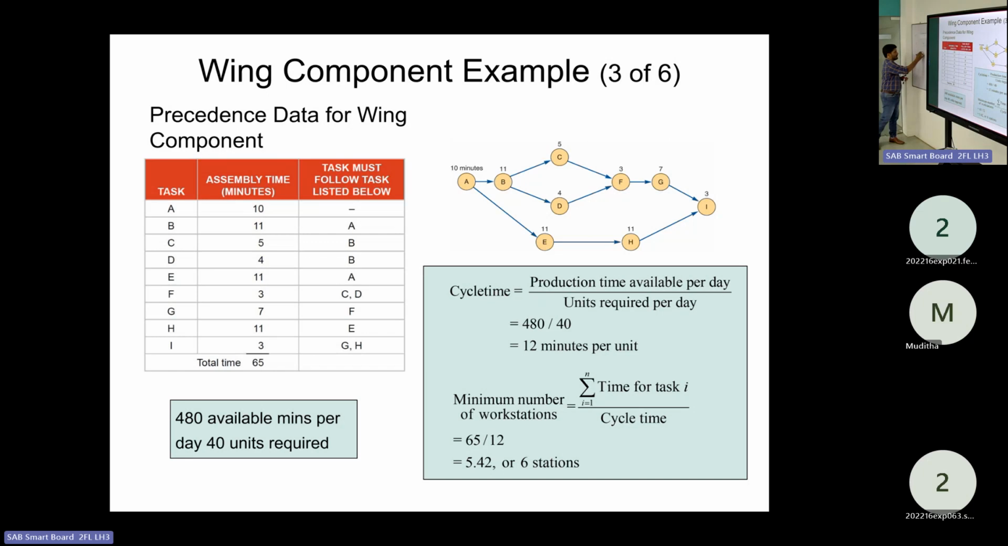Which again has 12 minutes. Now, what to select? According to the precedence diagram, what tasks are possible?